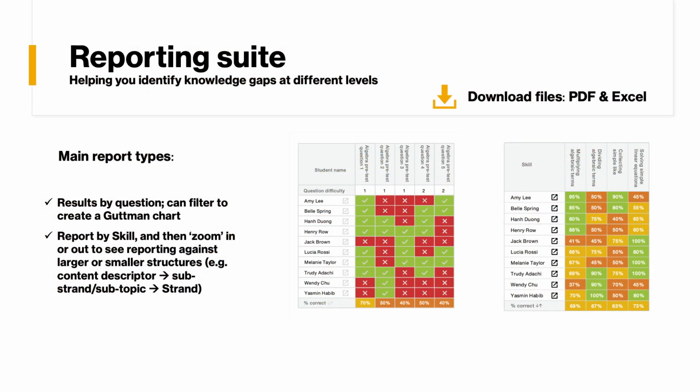Okay, so there's a couple of main report types. Some of these are fairly predictable. One by question. You would be able to do the usual types of filters that you'd be familiar with in order to create a Goodman chart, say. And then reports by skill, which you can then zoom in and out in various levels of detail, say all the way up to a strand, for example, if you're looking at a curriculum view.